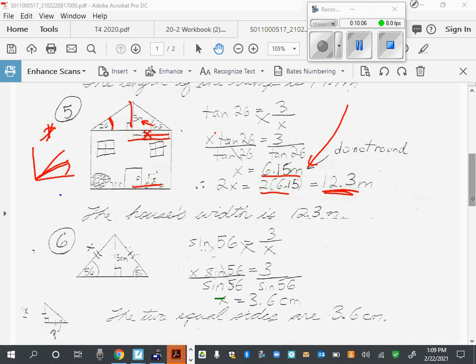Why do you multiply it by 2? Because we just found this. That's not the width of the house. The width of the house is from here to here. Okay? So, the tricky little step is to multiply it by 2, and don't round here, otherwise you'll get 12.4, which is not the answer. The answer is 12.3.